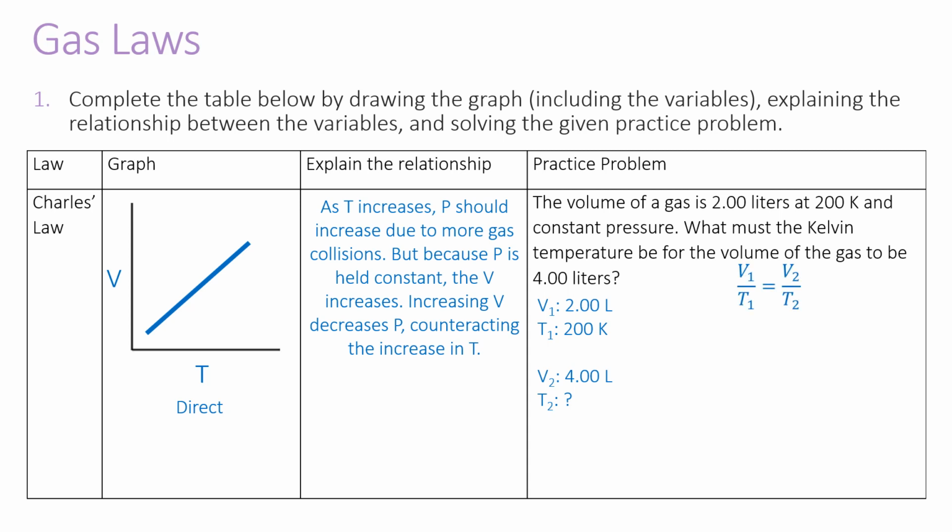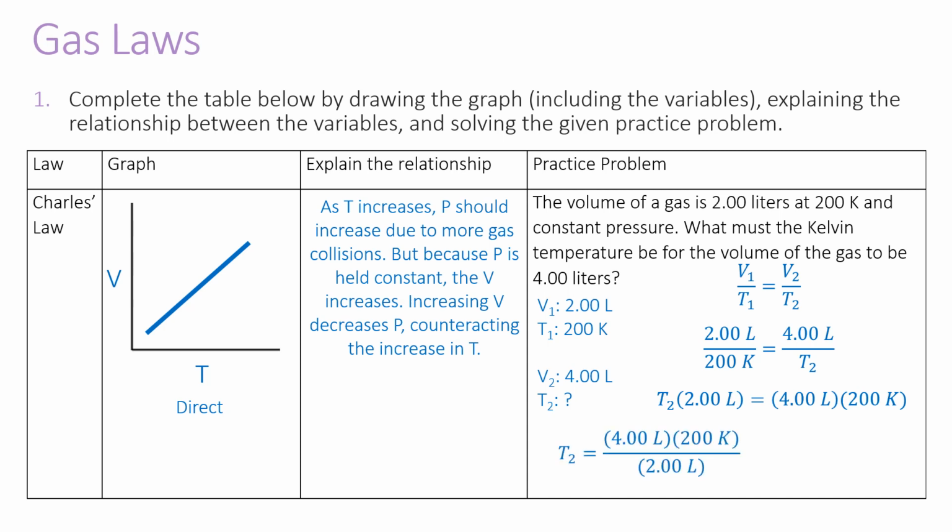So we're going to use Charles's law, V1 over T1 equals V2 over T2. We're solving for T2, which is in the denominator, so the best way to handle that would just be to cross multiply, and then go ahead and divide by 2 liters to solve for T2. So I get 400 Kelvin, which is what we expected.